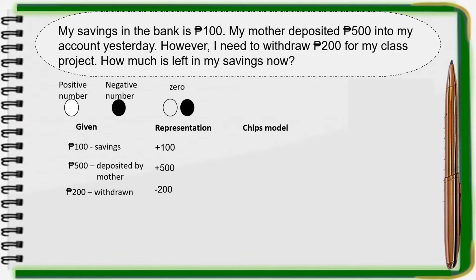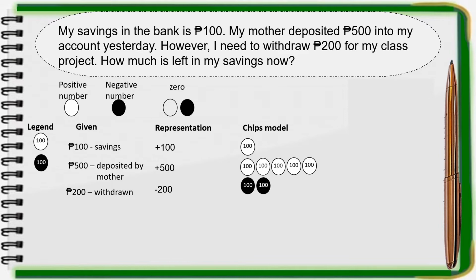Okay, so let us have our chips model representation. So let's have our legend first. One white chip is equivalent to 100 and same as the black chip. Now, let us have our first given. Positive 100, so that is one white chip. Positive 500, 5 white chips. And negative 200, that will become 2 black chips. Okay, so from this, we can now solve our problem.